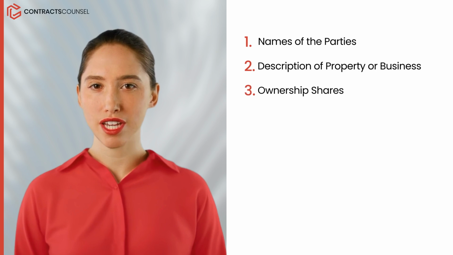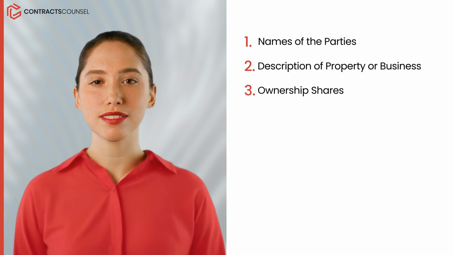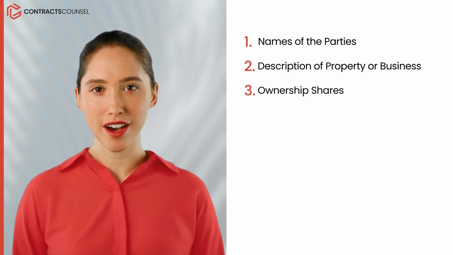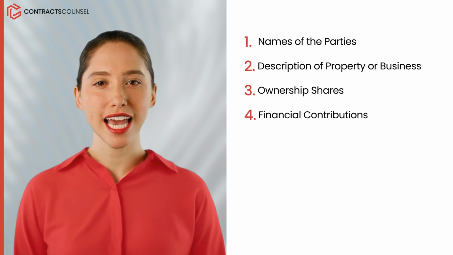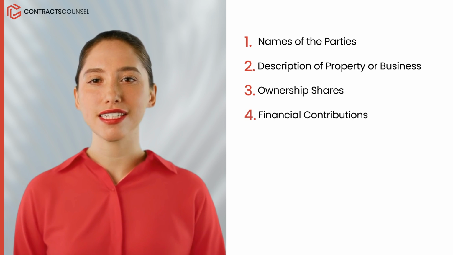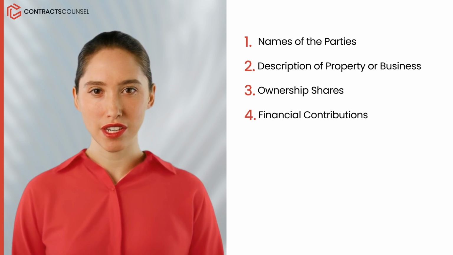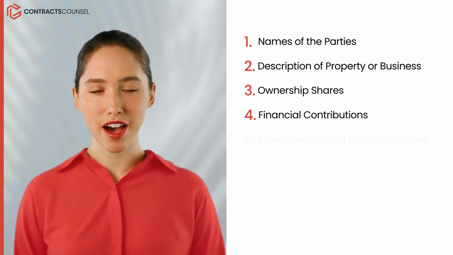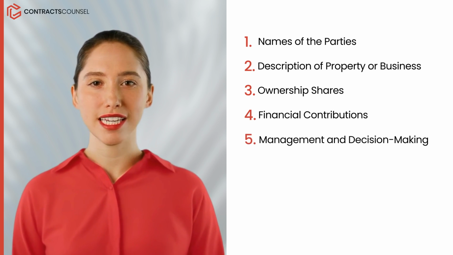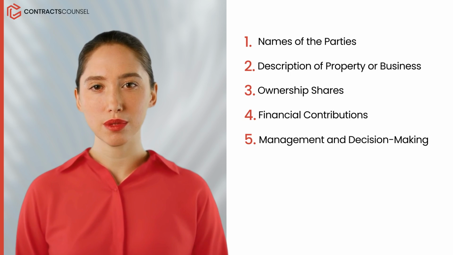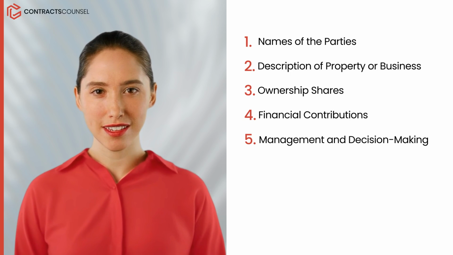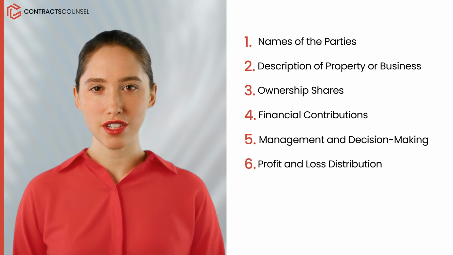3. Ownership shares. This specifies the percentage of ownership each co-owner holds in whatever property they are owning together. 4. Financial contributions. This outlines each co-owner's financial contributions, including initial investments and ongoing expenses. 5. Management and decision-making. This sets out how decisions will be made between the co-owners and who will manage the property or business.